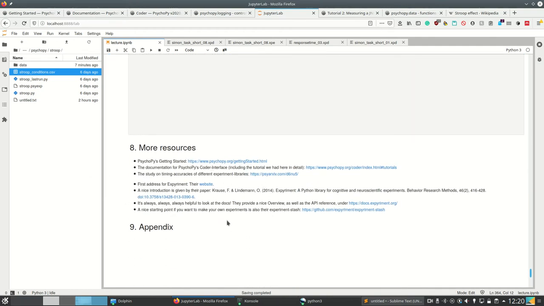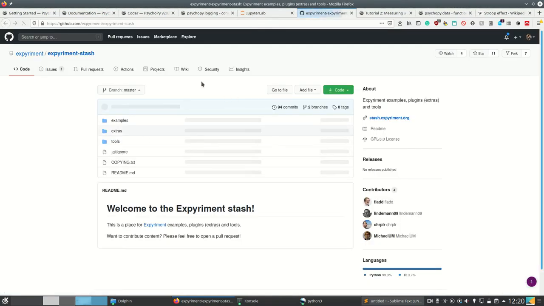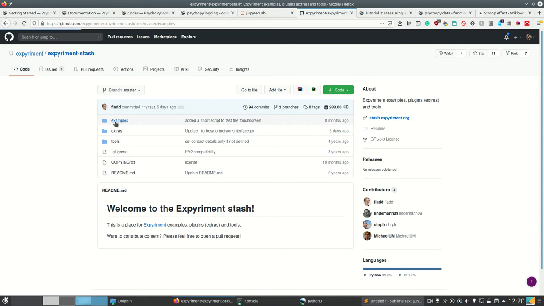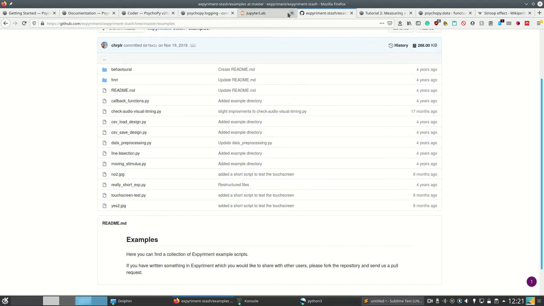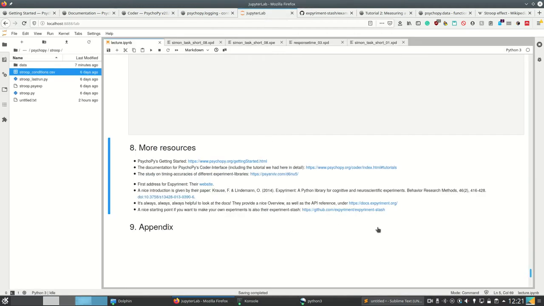I have a bunch more resources here, so this is for PsychoPy, this is for experiment. Make sure to look at the experiment stash if you want to use experiment, where there are simply many examples of possible experiments, how you can do them with experiment. And if you want to learn more about this, I think this is the best way: look at other people's code, understand what they did there, and use your knowledge accordingly for your own stuff.